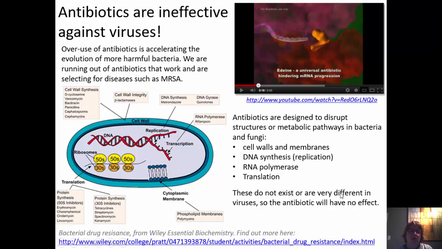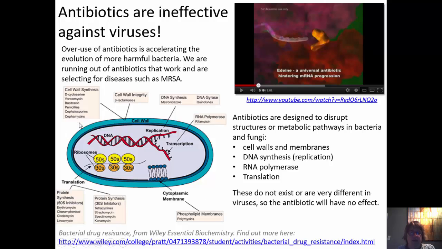All right, so antibiotics are really ineffective against viruses. The overuse of antibiotics is accelerating the evolution of more harmful bacteria. We are running out of antibiotics that work and are selecting for diseases such as MRSA. MRSA stands for methicillin resistant Staphylococcus aureus. Methicillin is a type of antibiotic, and so having a Staphylococcus or a bacteria that is resistant to methicillins is a really big deal.